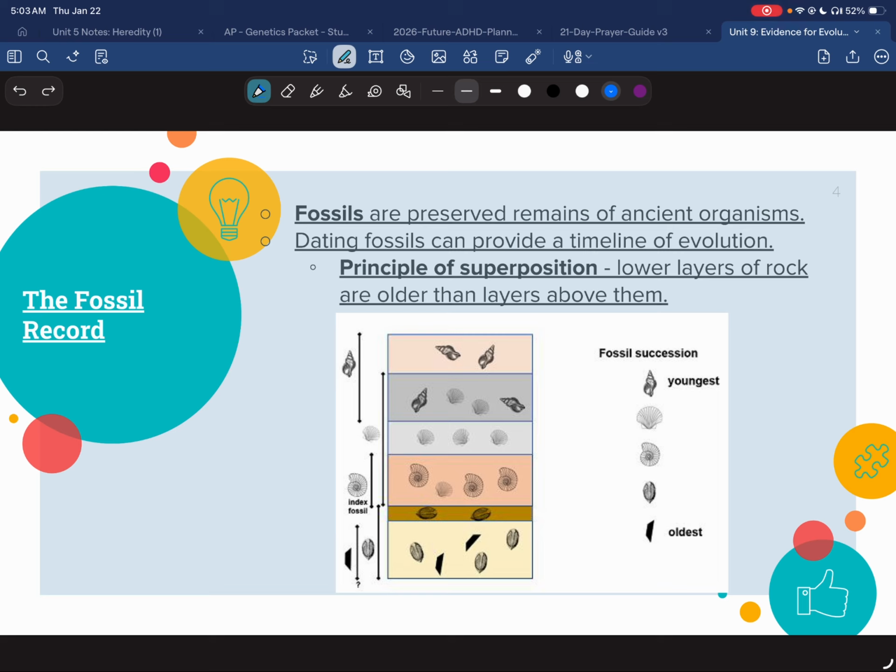And we also follow a principle of superposition. So it makes sense that the lower layers of rock are the oldest species, and the newer layers of rock are going to contain the youngest species. And so the succession is we can see the change over time, right? We can see that these weird little quadrilateral shapes here are replaced by the trilobites. The trilobites are replaced over time, and we can see succession and see the change that's happened in the species in the layers.